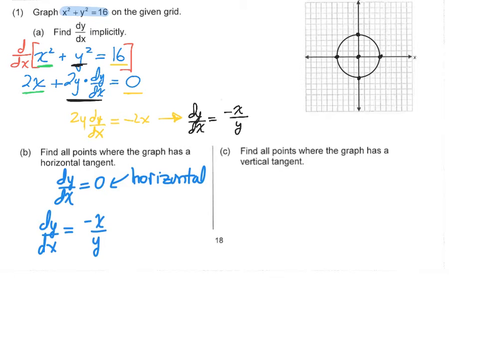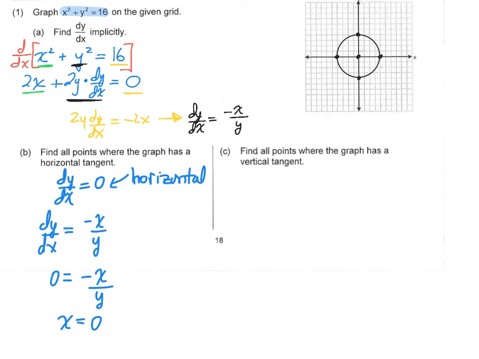All right, so I set this equation equal to 0 and solve, and I get x equals 0. So what this tells me, without even creating the graph, is that wherever x is equal to 0, I can expect a horizontal tangent.